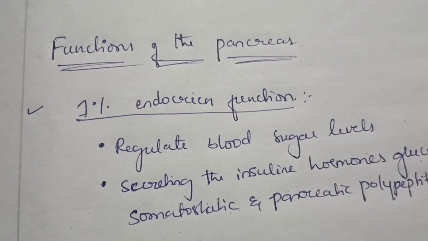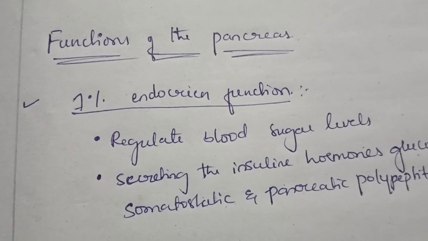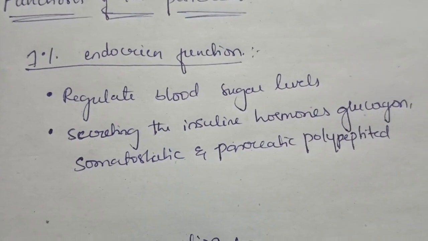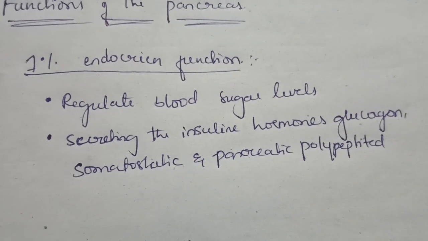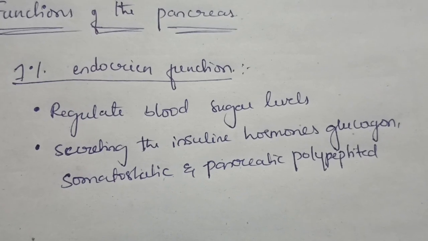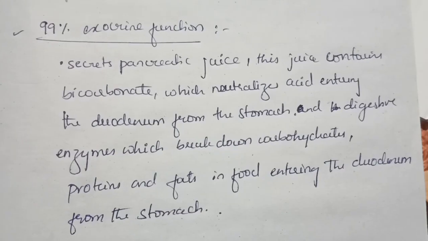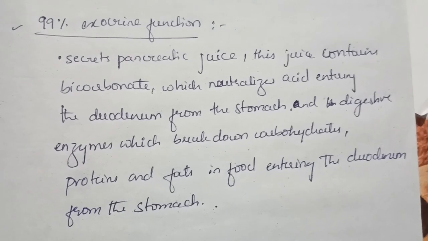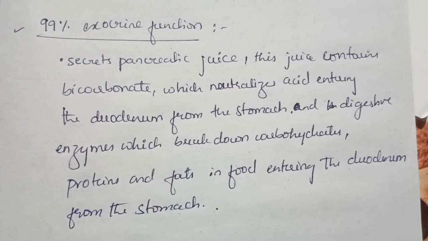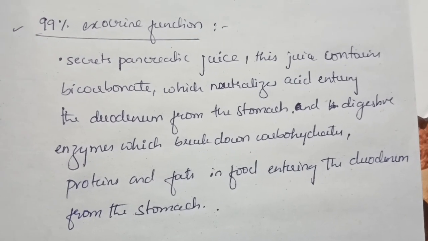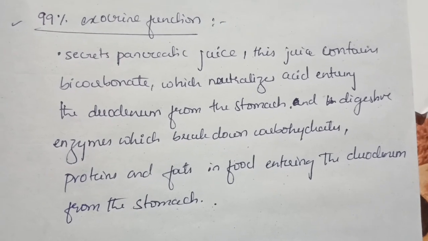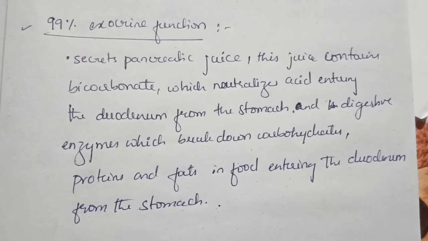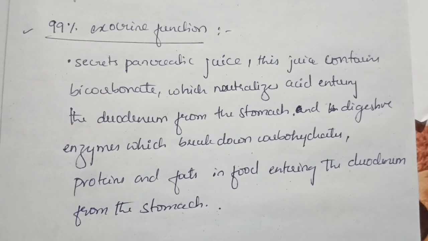Functions of the pancreas. The 1% endocrine function is to regulate blood sugar levels, secreting the hormones insulin, glucagon, somatostatin, and pancreatic polypeptide. The 99% exocrine function secretes pancreatic juice. This juice contains bicarbonate which neutralizes acid entering the duodenum from the stomach, and digestive enzymes which break down carbohydrates, proteins, and fats in the food entering the duodenum from the stomach.